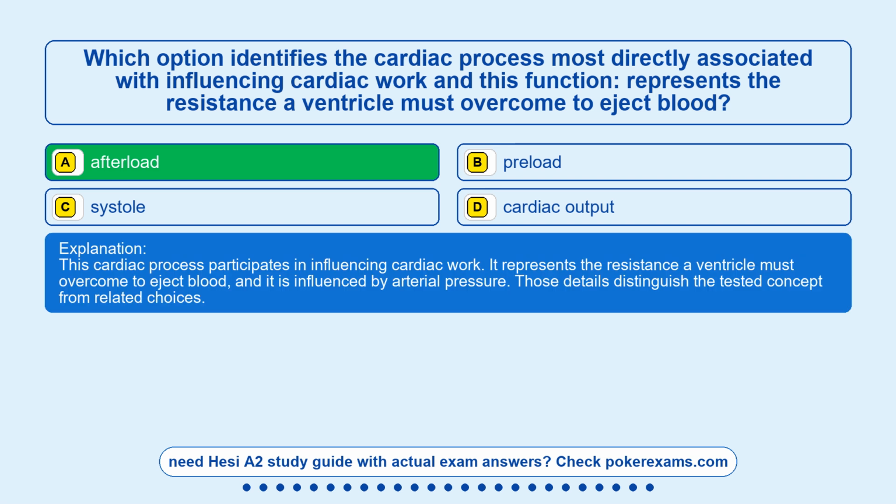This cardiac process participates in influencing cardiac work. It represents the resistance a ventricle must overcome to eject blood, and it is influenced by arterial pressure. Those details distinguish the tested concept from related choices.